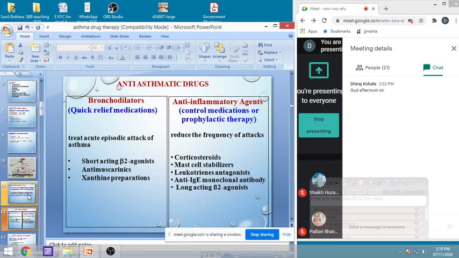There are many types of anti-inflammatory agents, because inflammation is one of the important major contributors in this. Examples of these drugs are corticosteroids, mast cell stabilizers, leukotriene antagonists, anti-IgE monoclonal antibodies, and long-acting beta-2 agonists. These are the anti-inflammatory agents for that.